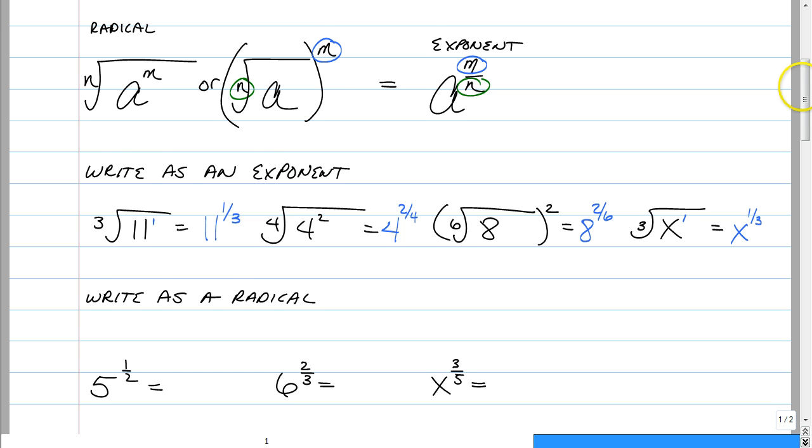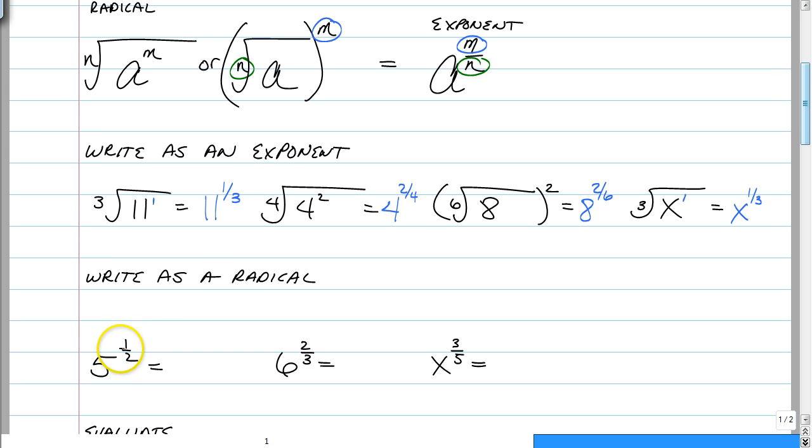So now, how do you work backwards? Well, remember, the top is your exponent, the bottom is your index. So this is the square root of 5, or the square root of 5 to the first power. You do not need to write a 2 for an index. You do not need to write a 1 for an exponent, but if you want to while you're getting used to all this, that's totally fine. However, the correct answer is just the square root of 5.